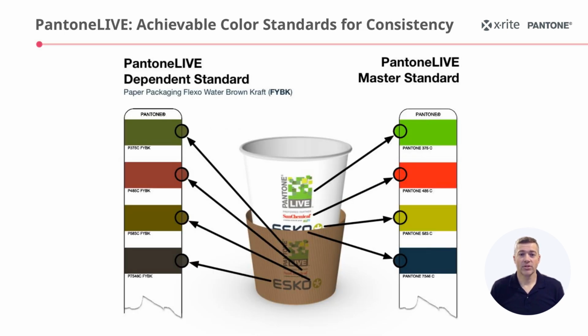Pantone Live introduces the concept of dependent standards, linked standards that have been tested and proven achievable across different printing conditions. With Pantone Live, every ink supplier works toward the same predefined target for the master color. This eliminates the guesswork and prevents wide variations in color across different suppliers. Instead of accepting inconsistent results, I can provide each supplier with a color target that is both achievable and repeatable under the specified print conditions.